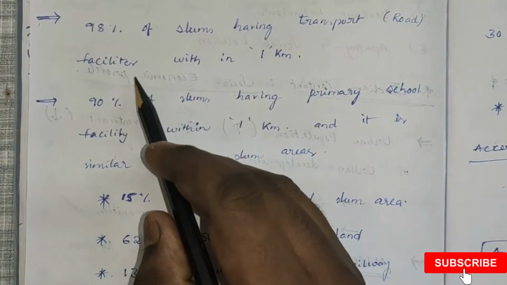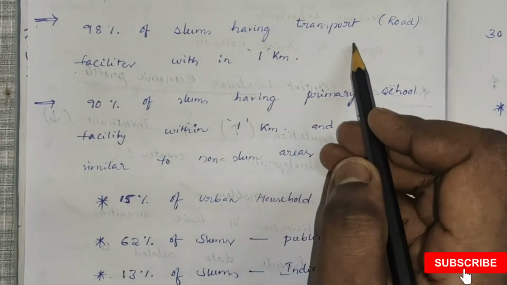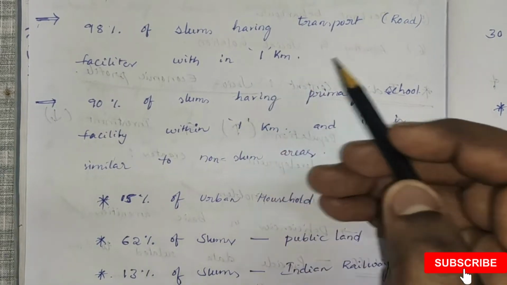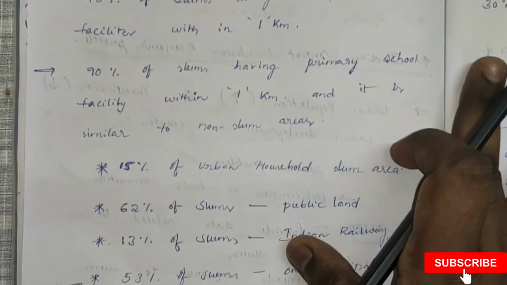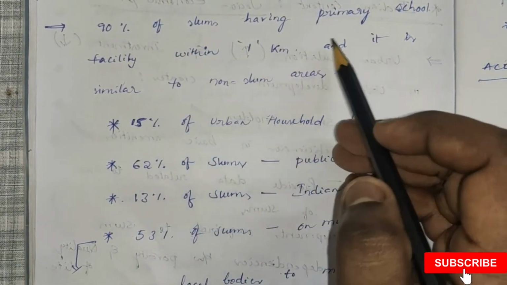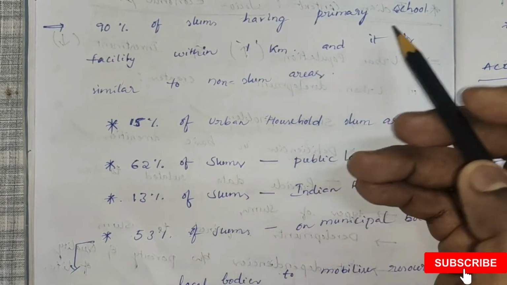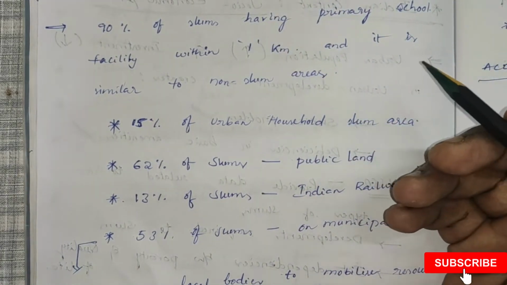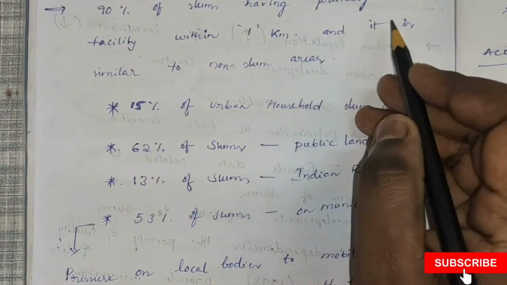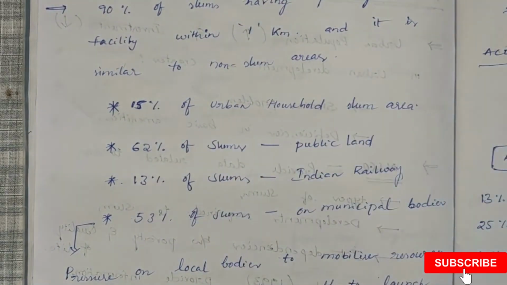Out of 100%, 98% of slums have a transport facility within 1 kilometer. They are very reachable, with a motorable road within 1 kilometer, and 90% of slums have primary school facilities within 1 kilometer, similar to non-slum areas, which have the same primary school facility within 1 kilometer.